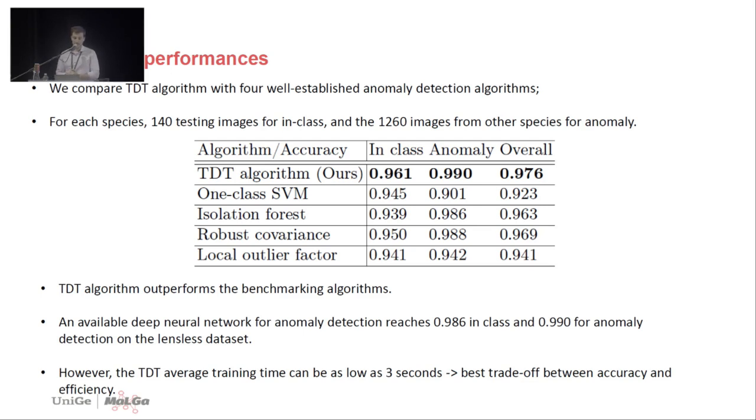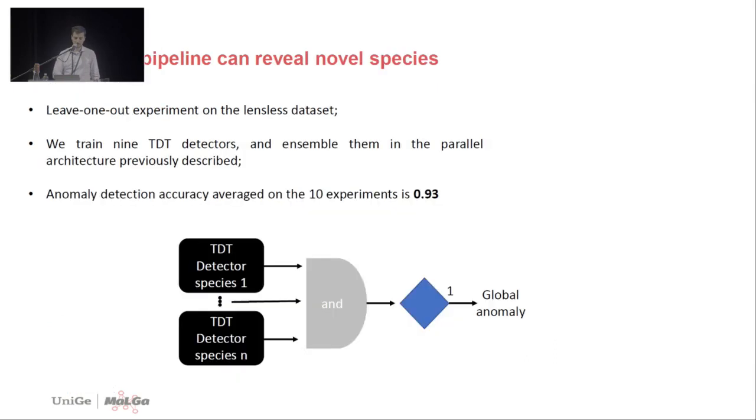And as we can see, the TDT outperforms these benchmarking algorithms on the lensless dataset. We also further compare with an available work about a deep neural network used for anomaly detection on this dataset, which reached the same anomaly detection accuracy and slightly better in-class accuracy. However, the TDT average training time, since the parameters to learn are just n and max, is quite short, only around 2 or 3 seconds. And so we can conclude that the TDT is still the best compromise, the best trade-off between accuracy and efficiency.